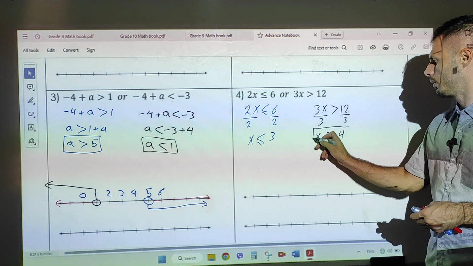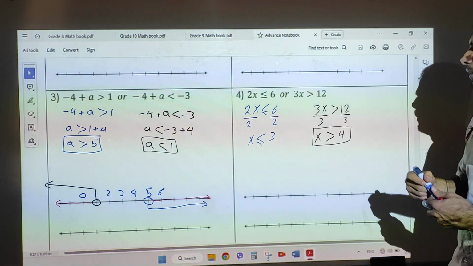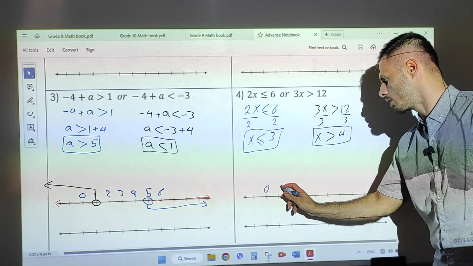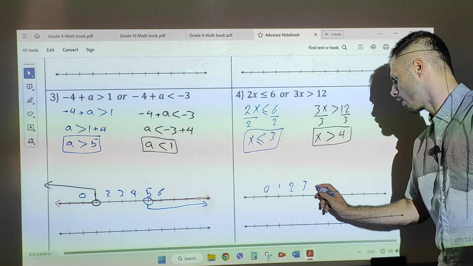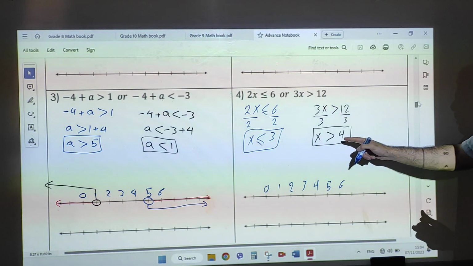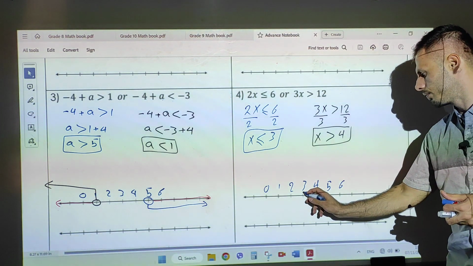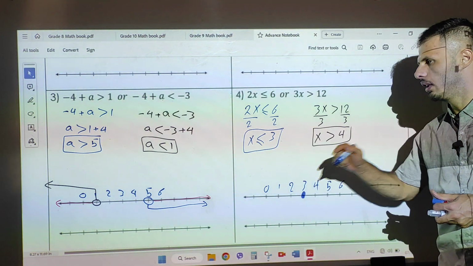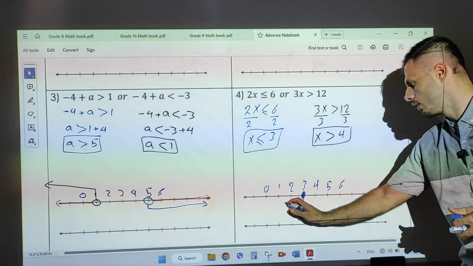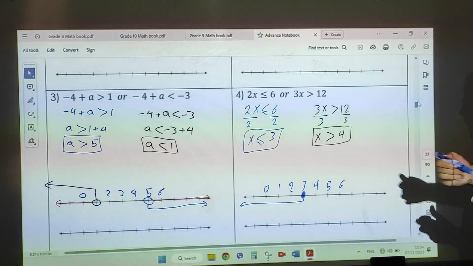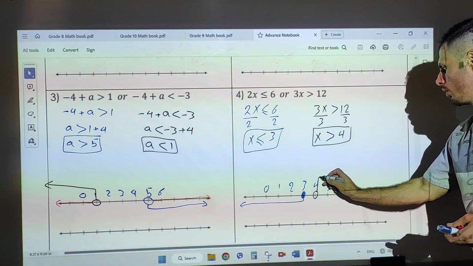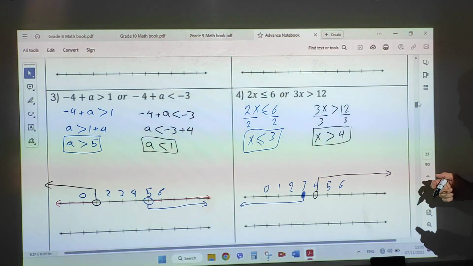We have these two. We must have 3 and 4 on the line. We can say 0, 1, 2, 3, 4, 5, 6. We show this one, which is blue, 3, and we fill it. We have equal with it. Those numbers less than 3. And 4, we show 4. Numbers greater than 4, we show those numbers greater than 4, 5, 6, 7, 8.